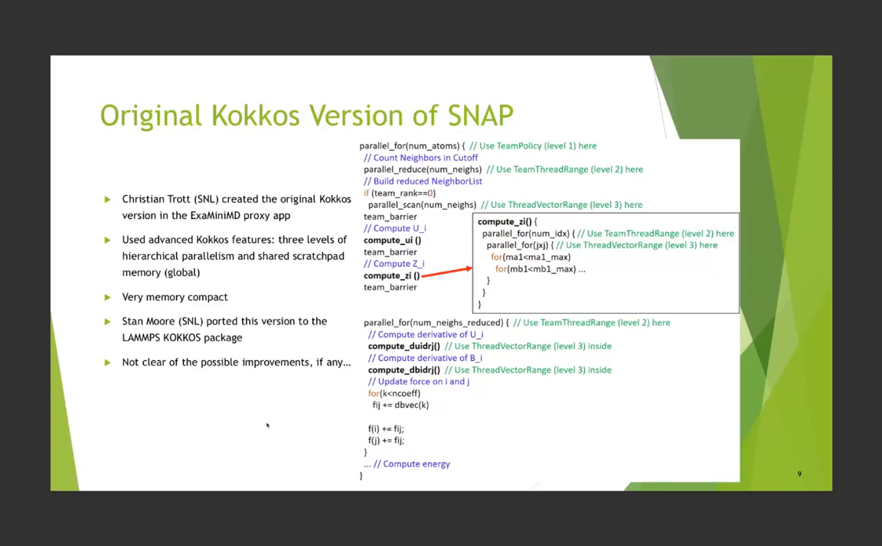Christian Trott also used shared scratchpad memory. So for both threads and vectors, there was shared memory used. And this implementation was very memory compact, so it only used as much memory as the threads in flight. I took this version and ported it to the LAMMPS Kokkos package. And at this point, we weren't super happy with the performance, but it really wasn't clear if there was much room to gain.